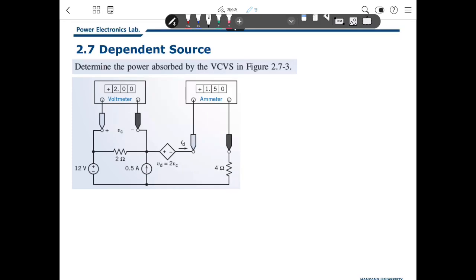So this is a simple example of a dependent source. Now we can solve the problems. Determine the power absorbed by VC and VS in a voltage controlled voltage source. That means this is a voltage source here, so we need to calculate.